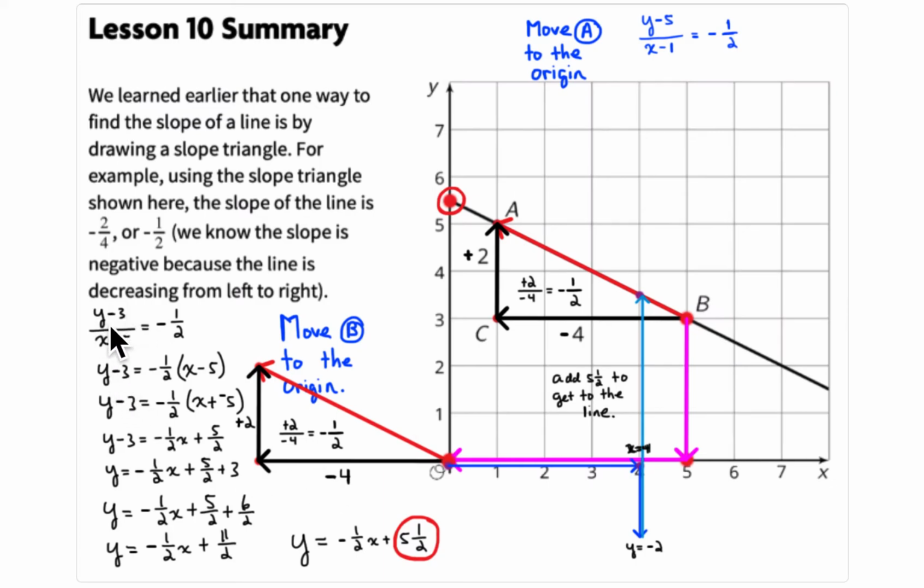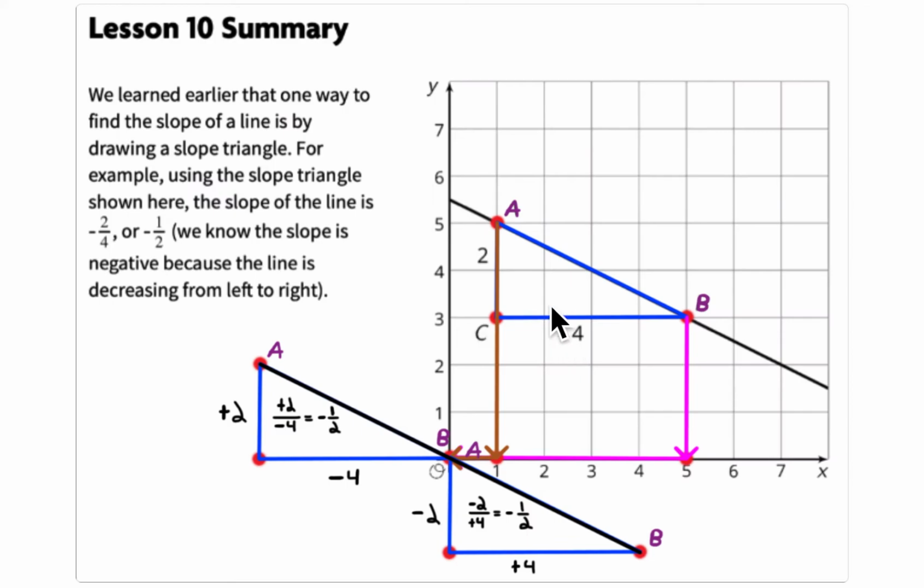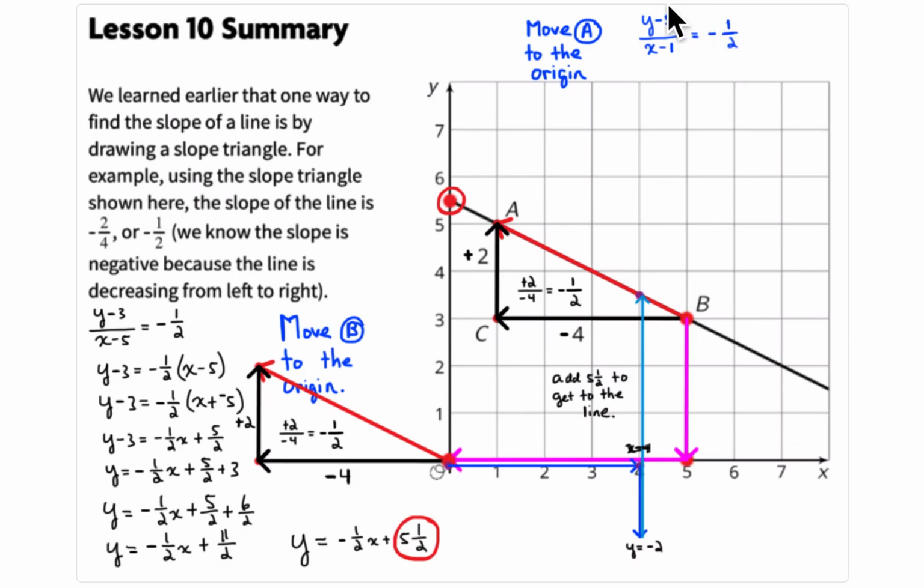So y minus 3 and x minus 5. On the other hand, if I go from a to b, then I want to subtract the values at a away from where I end. So this is going to be y minus 5 and x minus 1.